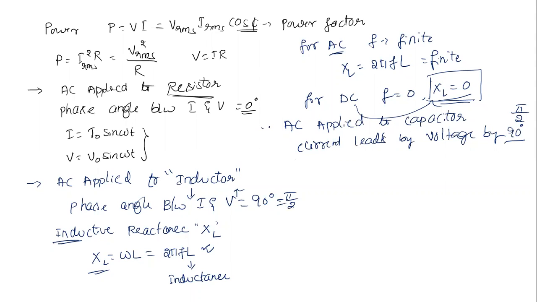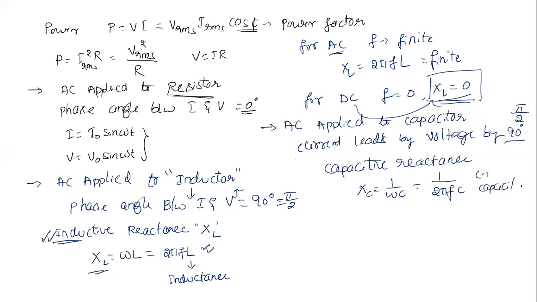So when we apply AC to a capacitor, there is one more new topic here, like inductive reactance, capacitive reactance. What is capacitive reactance? It is the opposition to the flow of AC current by the capacitor. It is given by the formula XC equals 1 by omega C, which is 1 by 2 pi fC, where C is capacitance.